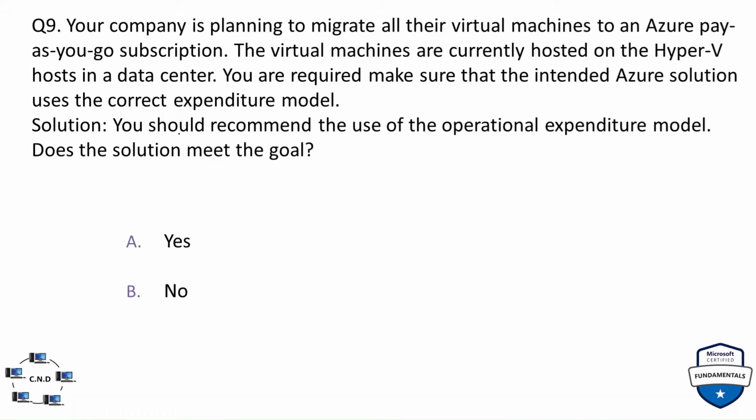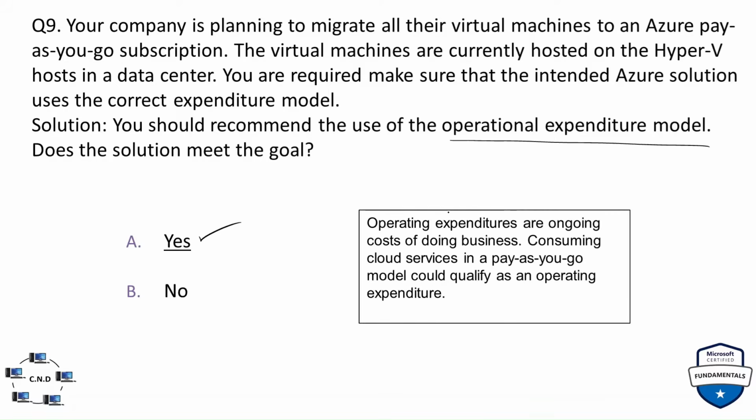solution. Here you should recommend the use of the operational expenditure model. Does the solution meet the goal? And here, this time, the correct option is yes. So finally, we have arrived at the correct option. Operating expenditures are ongoing costs of doing business. Consuming cloud services in a pay-as-you-go model could qualify as an operating expenditure.